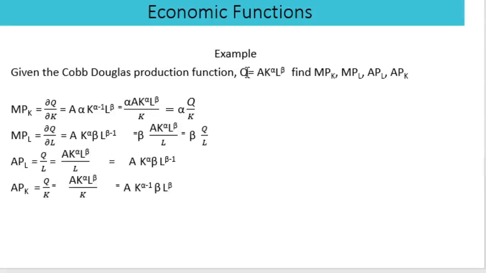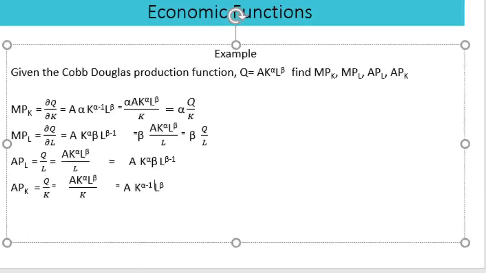Q by L means divide this by L, then we'll get A K raised to alpha L raised to beta minus 1. Average product of capital is equal to A K raised to alpha L raised to beta by K. This can be taken to this side, that is A K raised to alpha minus 1 into L raised to beta.